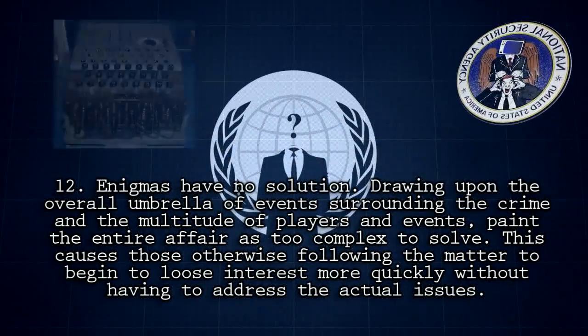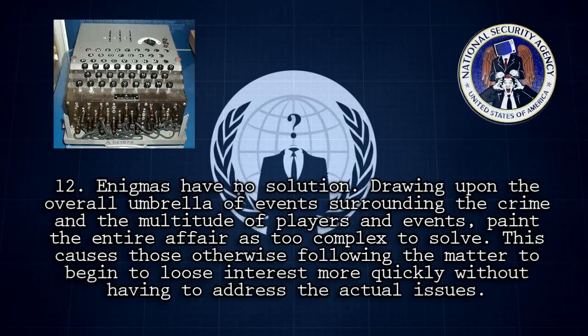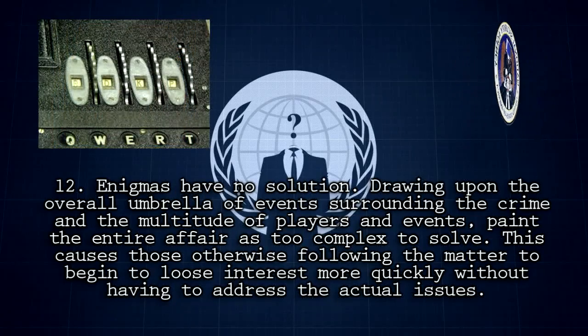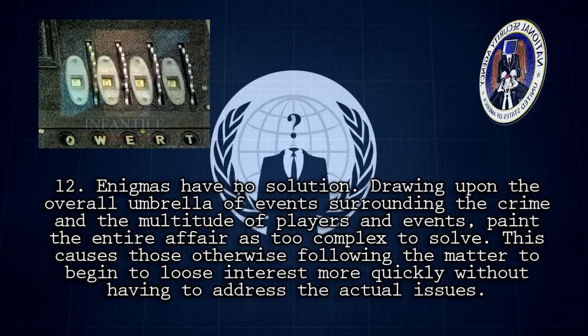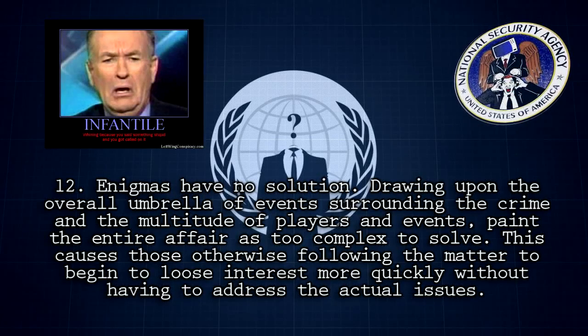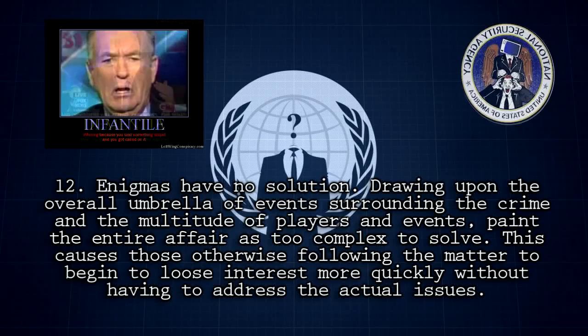12. Enigmas have no solution. Drawing upon the overall umbrella of events surrounding the crime and the multitude of players and events, paint the entire affair as too complex to solve. This causes those otherwise following the matter to begin to lose interest more quickly without having to address the actual issues. Example: I don't see how you can claim Vince Foster was murdered since you can't prove a motive.